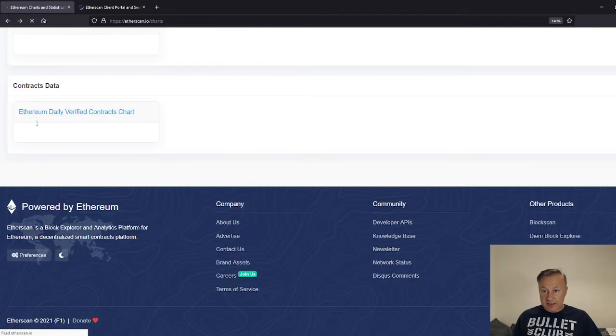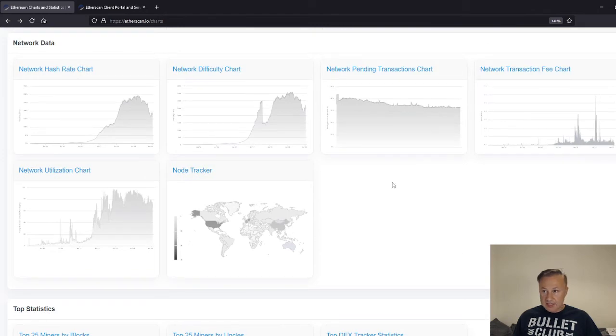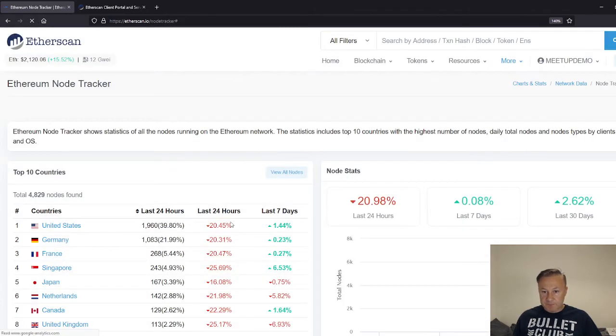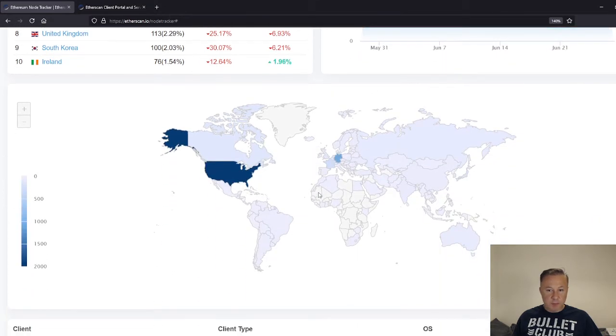So that is that. The other interesting thing you will see is the node tracker. So you can see the different nodes, and if you scroll down a little bit, there's quite a nice little picture that shows you where the majority of these are. So you've got the US has got nearly 2,000, Canada, UK, which is where I'm based, and Germany's one of the bigger ones for Europe as well.